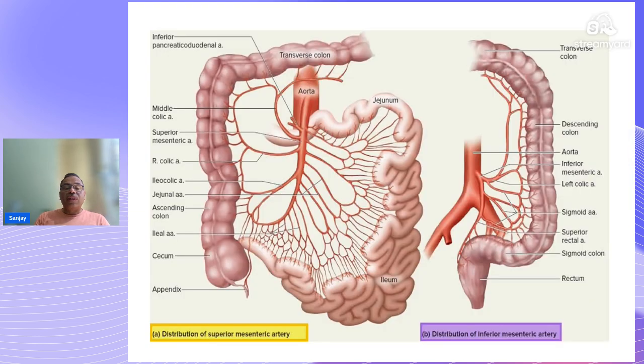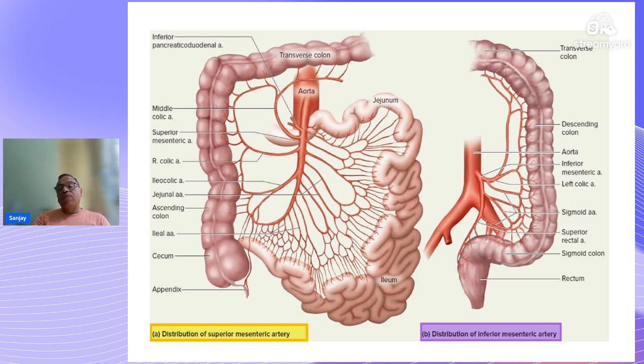So before we start, let's recap the arterial anatomy of the small and the large bowel. Now, if you see here, the superior mesenteric artery, which mainly supplies the right side and the transverse colon, divides after arising from the aorta into three main important branches: the ileocolic artery, the right colic artery, and the middle colic artery. These are the three important branches of the superior mesenteric artery, and this forms an arterial arcade right up to the two-thirds of the transverse colon.